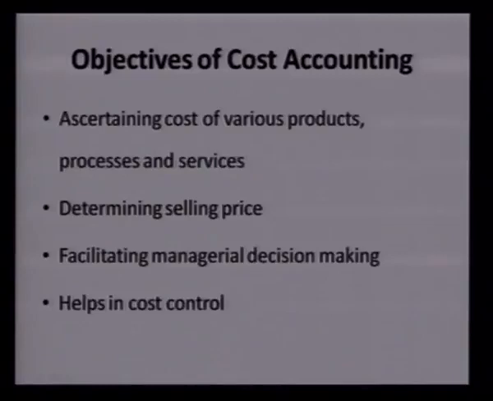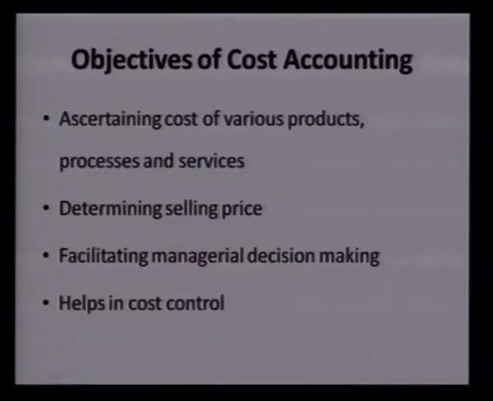As far as objectives are concerned, the first and foremost objective of cost accounting is to determine the cost of various products, cost of various processes, and cost of various services. So, when you determine the cost, you can fix the price. So, the first objective is to determine cost, and secondly, to determine the selling price. Based on cost, you can fix the selling price. Definitely, unless we are able to have the cost with us, we cannot fix the selling price.